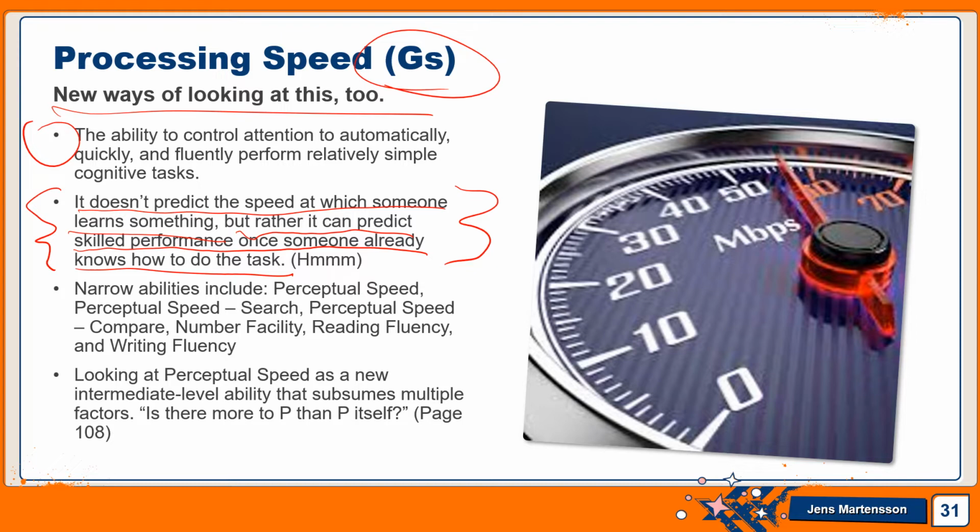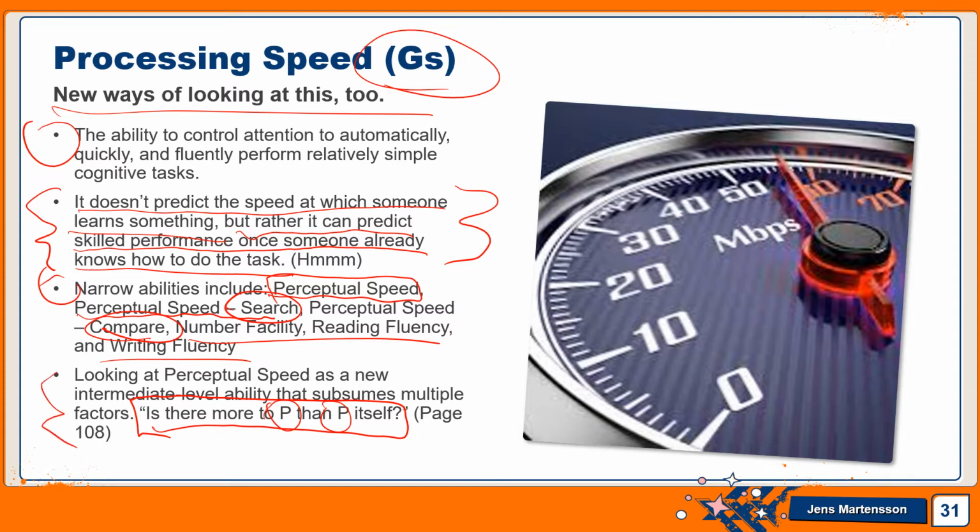So like math facts, once you've learned your math facts, processing speed does not tell you how fast you're going to learn math facts, but it does tell you how quickly you're going to be able to do math facts once you've already learned it. Clear as mud? Okay. The narrow abilities under here are perceptual speed, which you already knew, and perceptual speed is kind of broken down into search and compare. And then there's other ones here I'm not going to talk about. So looking at perceptual speed as a new intermediate level ability that subsumes multiple factors, and the book actually wrote, is there more to P than P itself, which is kind of weird.